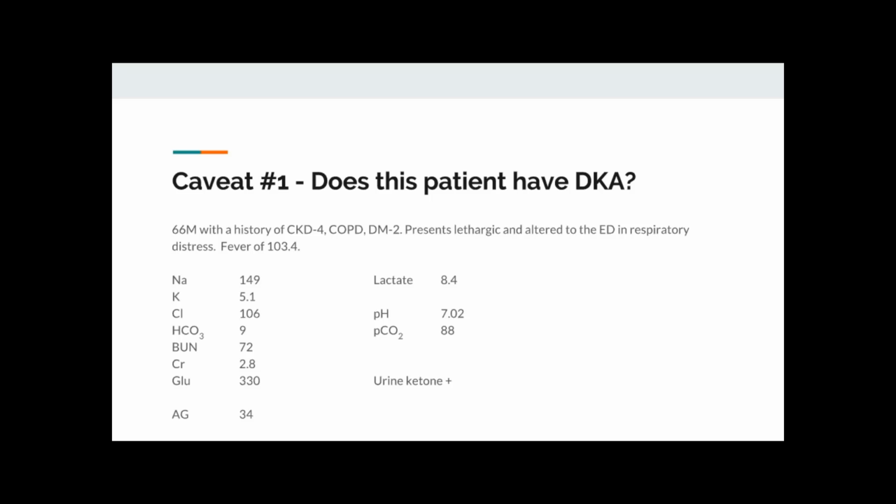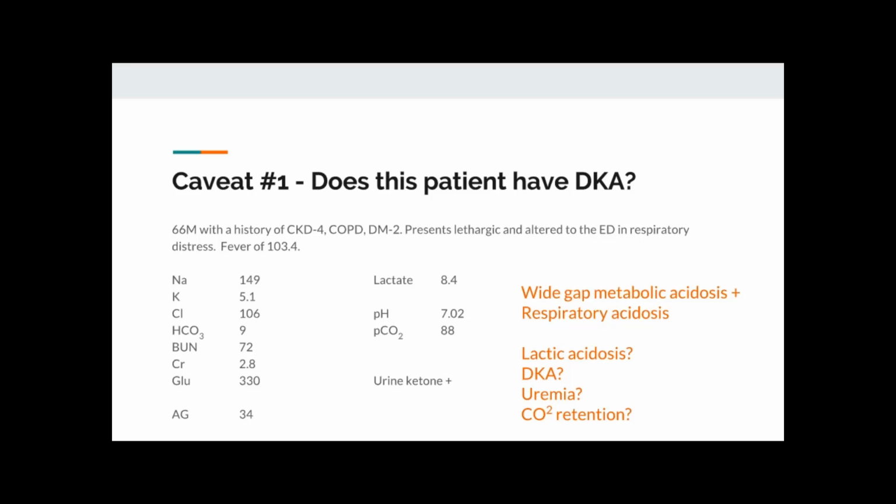But this picture's a little bit muddy, right? So this guy has both a wide gap metabolic acidosis and a respiratory acidosis, right? This is PCO2. He's got a low bicarb, he's got a high PCO2. So he's got a mixed picture. Now the question is, where is this wide gap coming from, right? So he's got a high lactate, he's got a high glucose, he's got a high BUN, he's got CO2 retention. So what's going on with this guy, right? Is he okay or not?